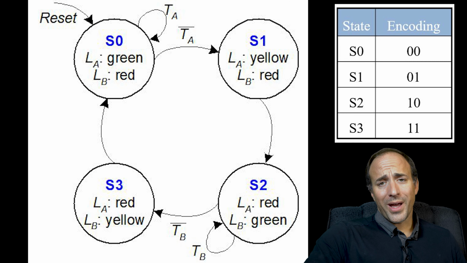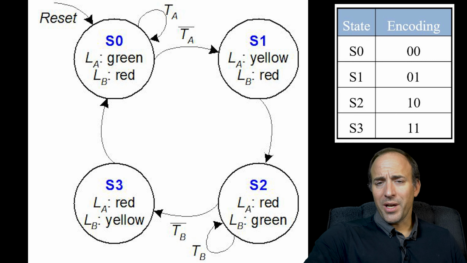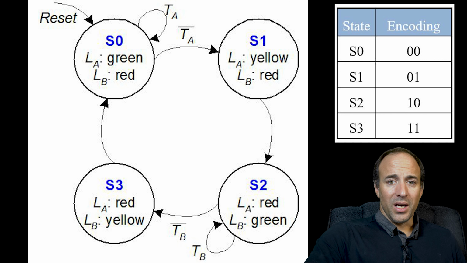And also, by the way, whenever a flip-flop is powered on, it's going to come up in a random state, which is the reason why we need to explicitly reset. We need a reset signal whenever we're using sequential logic.